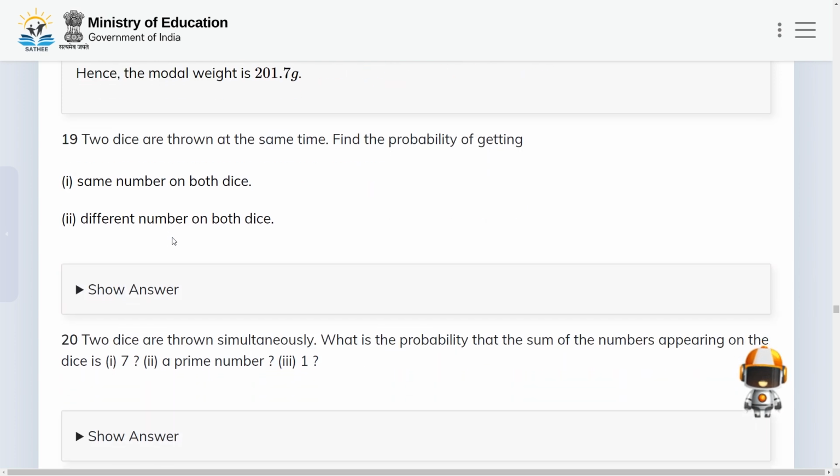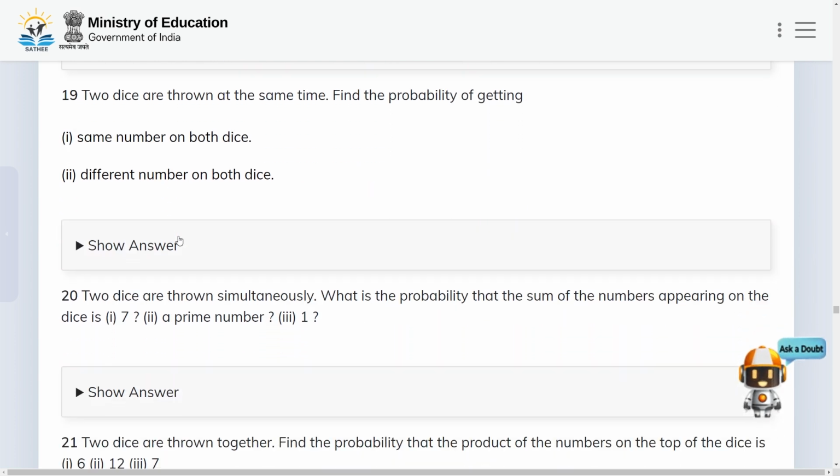Now let us move to the next problem. In the next problem, two dice are thrown at the same time. Find the probability of getting the same number on both sides, and find the probability of getting different numbers on both sides.